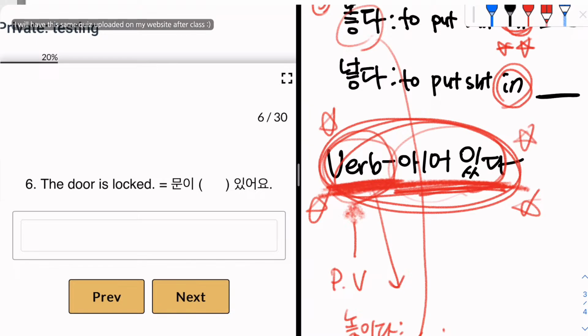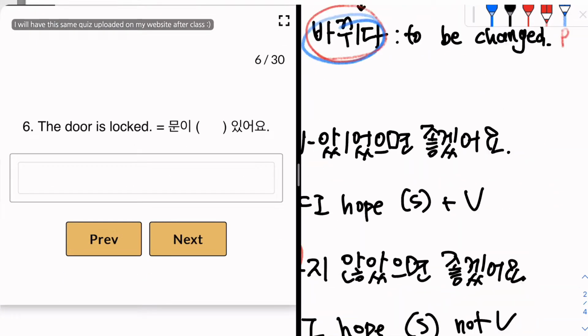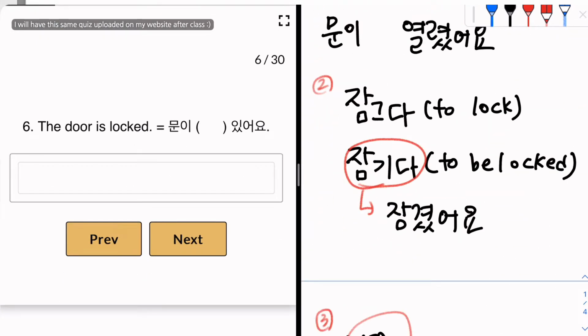그 다음에, okay, so now using this grammar once again, verb 있다 once again, how would you say the door is locked? The door is locked. We cover these two words, 잠그다, which means to lock, and its passive form is 잠기다. So how would you say the door is locked? Using 있어요 grammar.